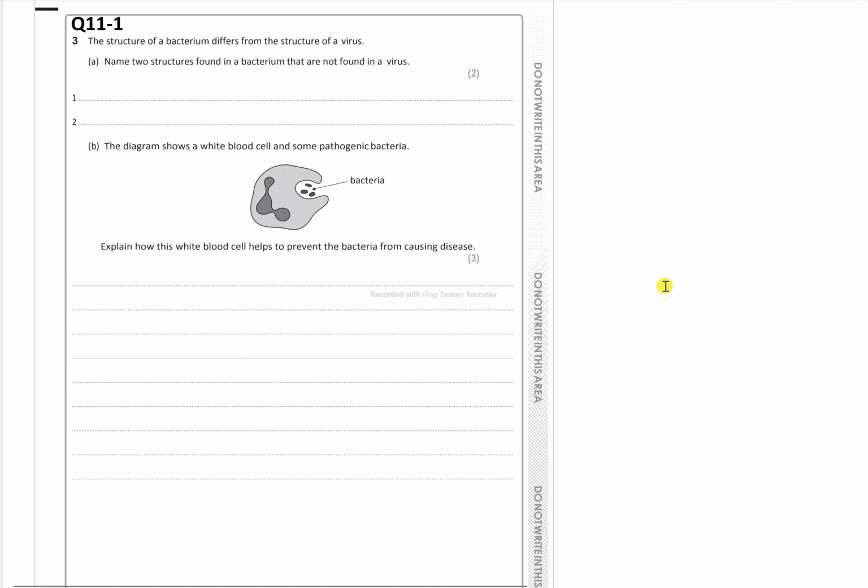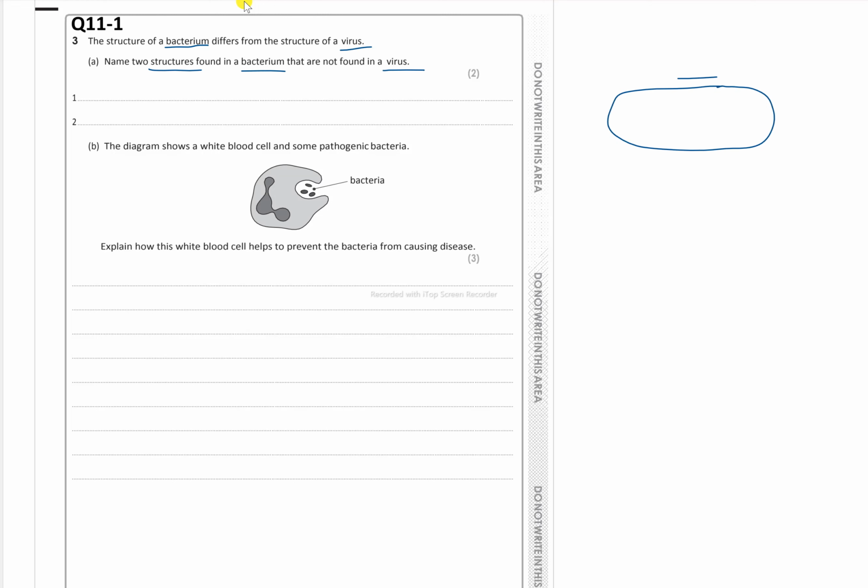Right, so we're looking at the virus bacteria worksheet. The structure of a bacterium differs from the structure of a virus. Name two structures found in bacterium not found in a virus.